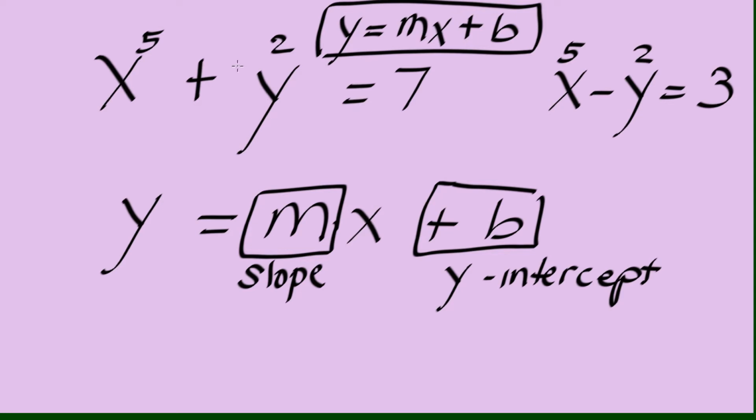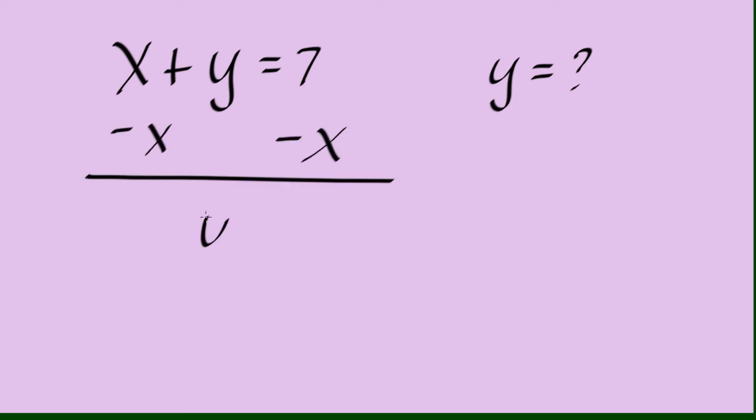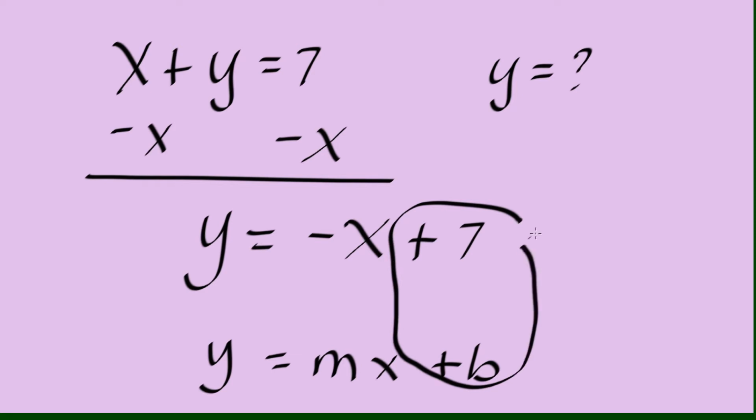So let me go back to our x plus y is equal to 7, and let's solve for y, okay? So we have minus x, minus x, so therefore y is equal to what? Negative x plus 7. Okay, so from that y equals mx plus b, the y-intercept, the b, is 7, okay?